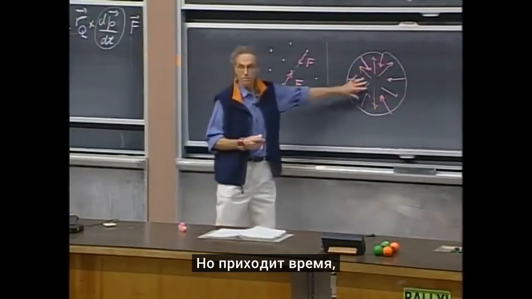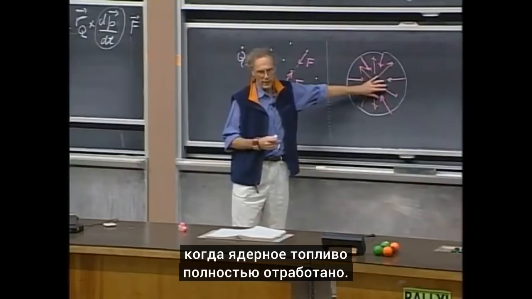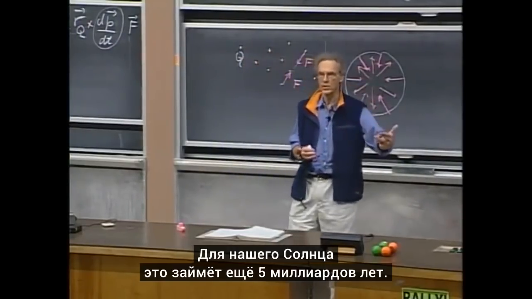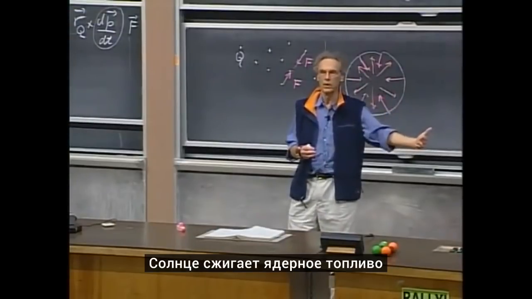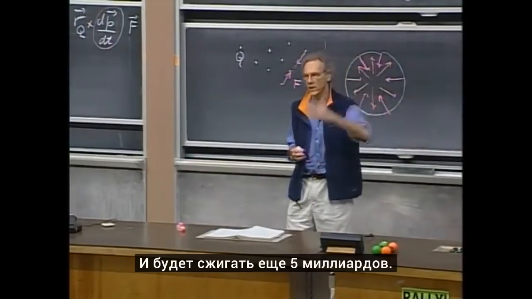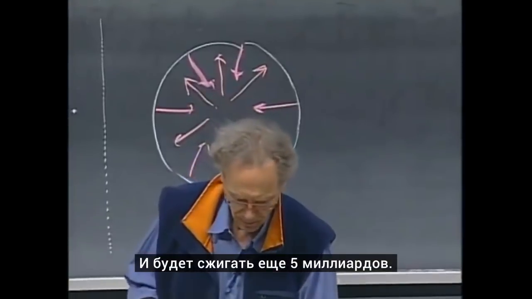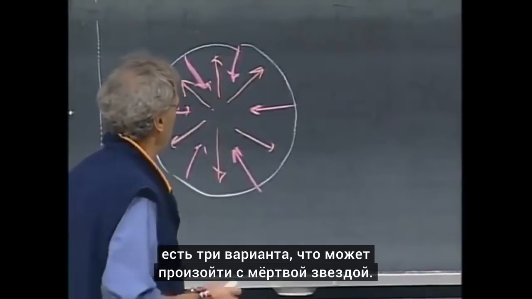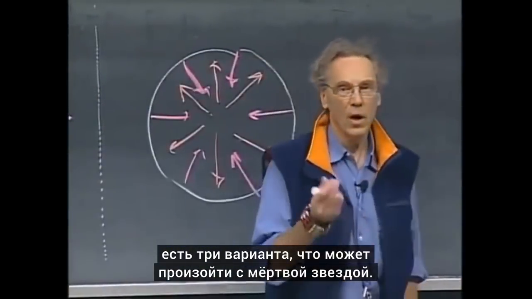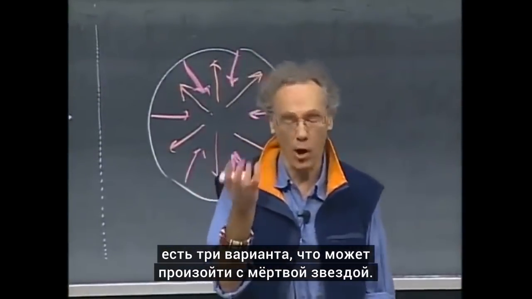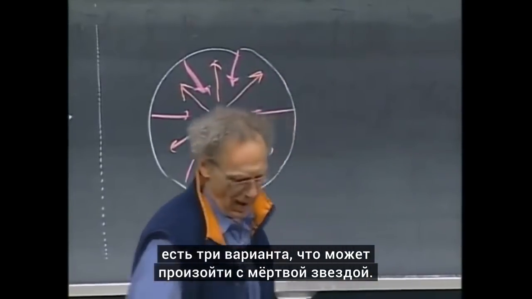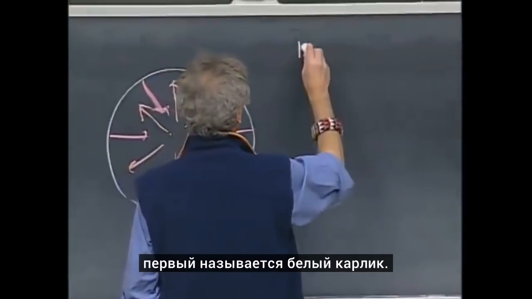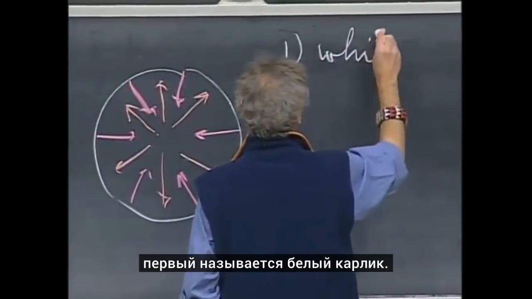Now, there comes a time that the nuclear furnace has been completely consumed. For our sun, that takes an additional 5 billion years. The sun has already been burning nuclear fuel for 5 billion years. It has another 5 billion to go. And once the nuclear fuel has been consumed, there are 3 end products of the dead star that is left over. And these 3 end products are the following. Number 1, it's called a white dwarf.